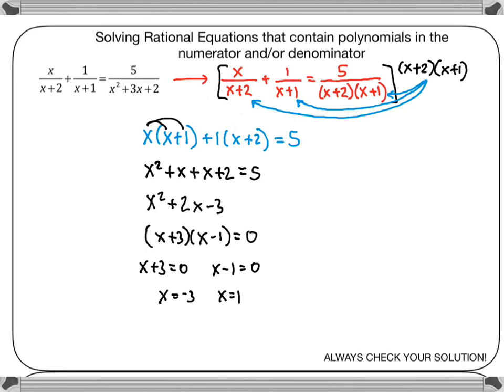Again, we want to make sure these solutions are not going to make any of those denominators go to 0. They are not, and therefore both of these solutions will work.